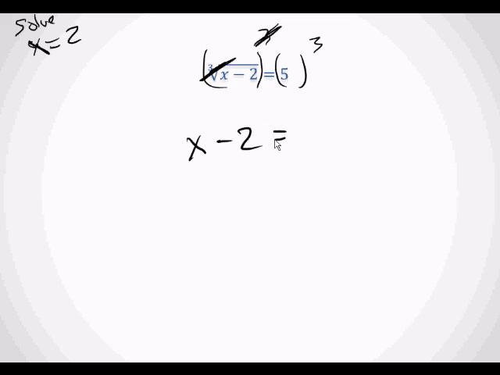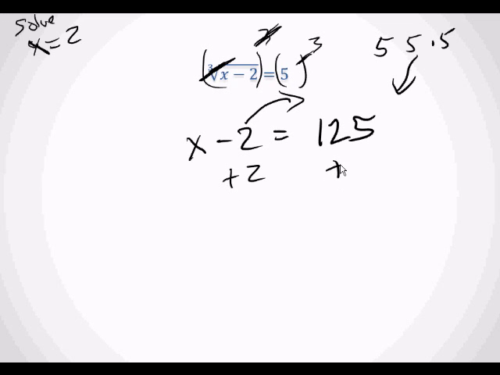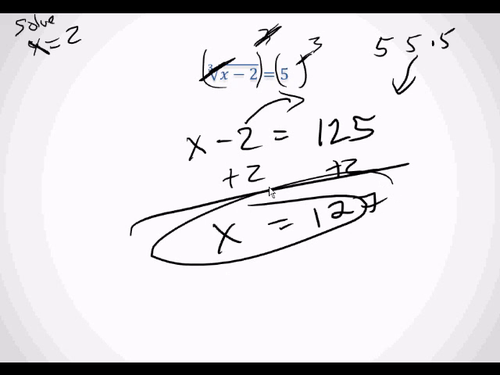The opposite of third root is taking the third power. Whatever you do to one side, you do to the other. Remember, third power and third root cancel. I'm left with x minus 2 equals 5 to the third power. 5 to the third power is 5 times 5 times 5, which equals 125.